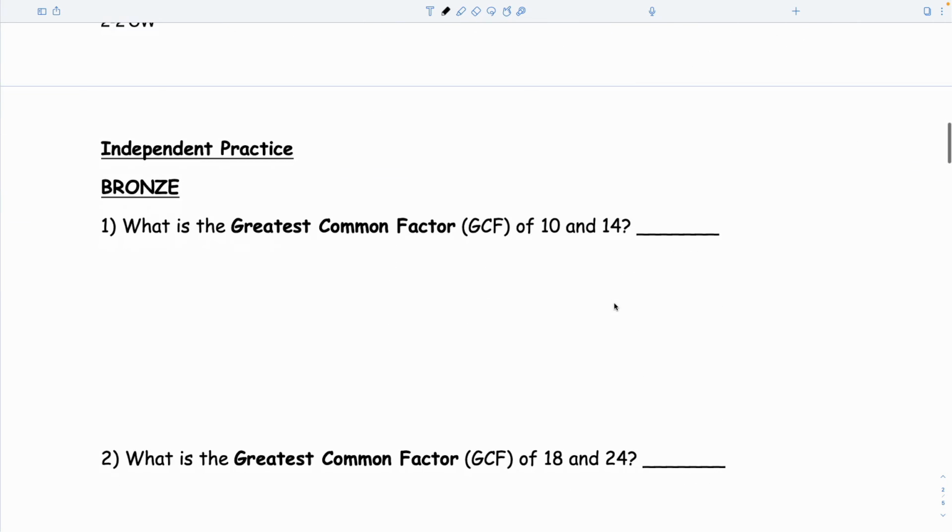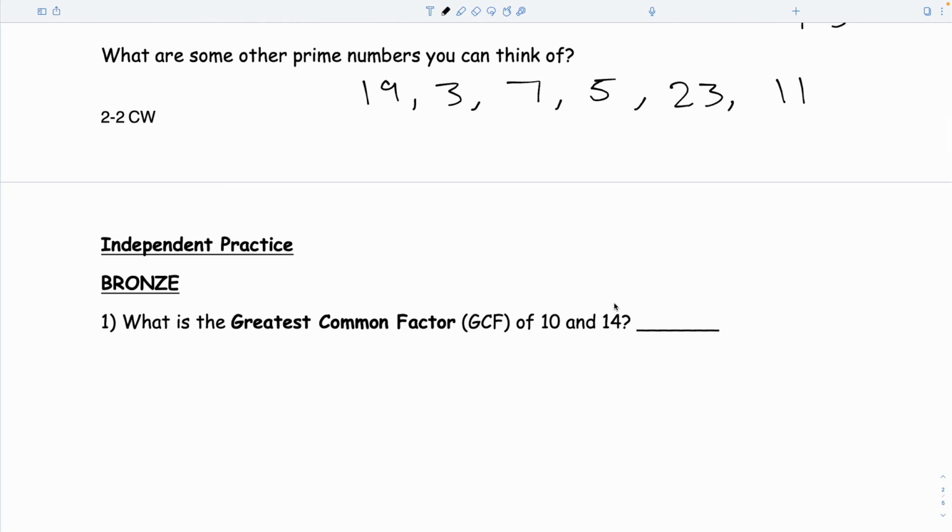19 doesn't work. Yeah, 1 and 19 are prime. What other number goes into 19? 2, not 3, not 4, not 5. Yeah, it is 19. Okay.